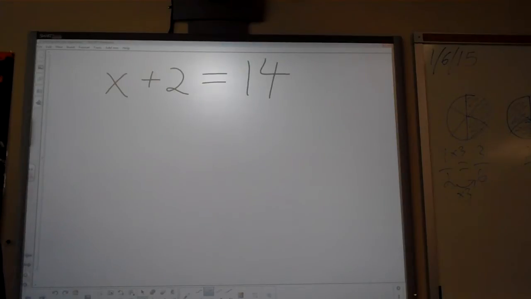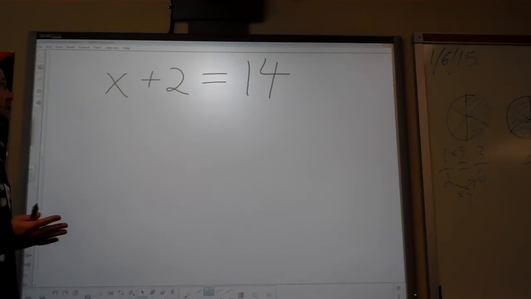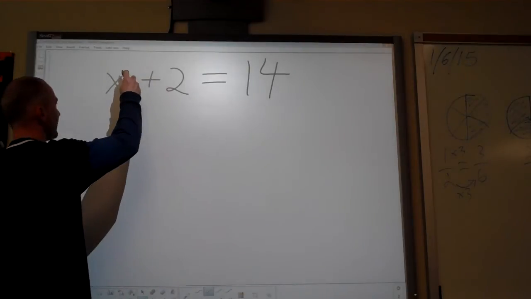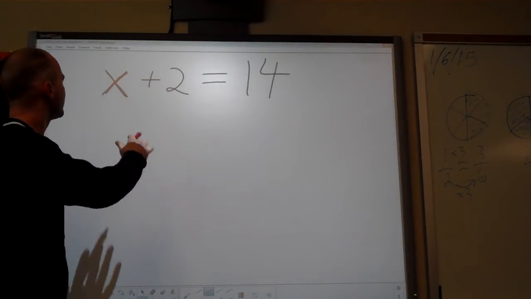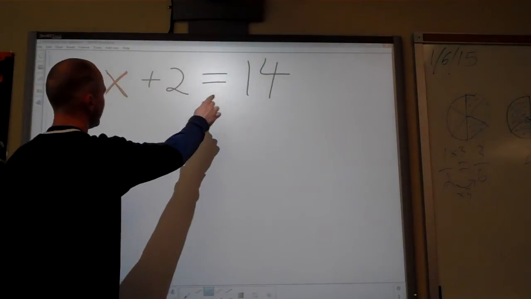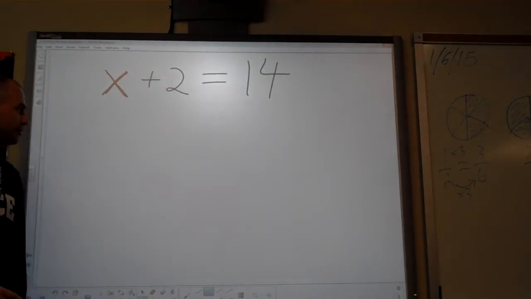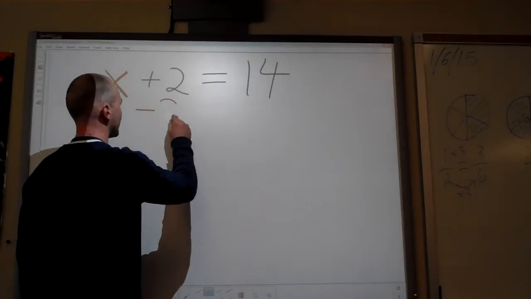Next one. We have x plus 2 equals 14. We want to get x by itself. X is our variable. We want to get it isolated. So x plus 2 equals 14. How do we get rid of a plus 2? We're going to subtract 2.